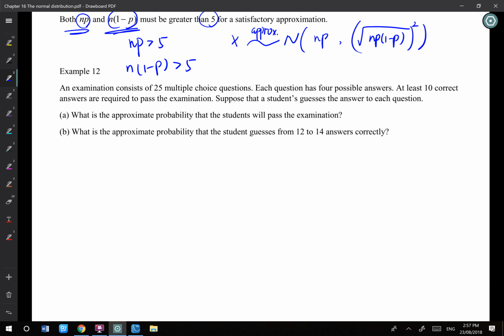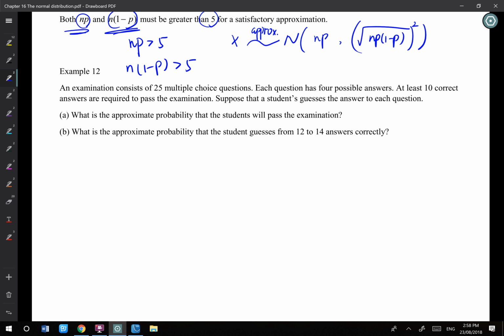So what we have now is an examination consists of 25 multiple choice questions. Each has 4 answers, and at least 10 correct answers are required to pass the exam. At least 10 correct will make you pass the exam. And suppose that a student guesses the answer to each question. Well, this student is really not that good. You need to know at least 5, you can't guess all of it. What's the approximate probability that the student will pass the examination?